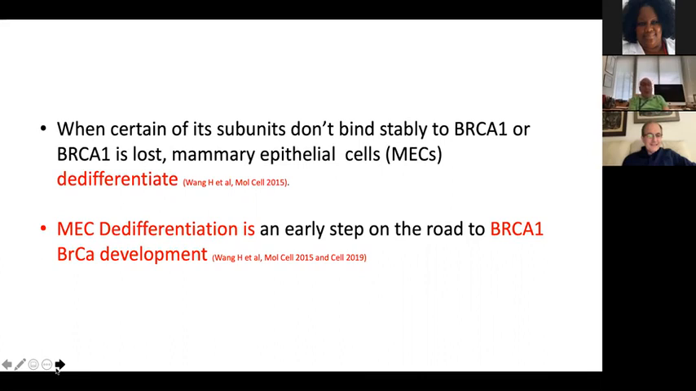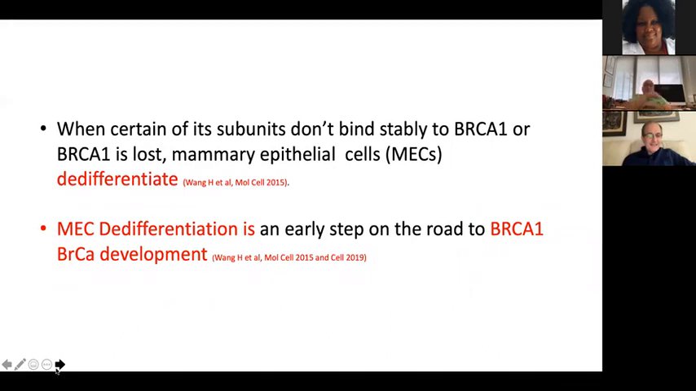Moreover, we now know that in that setting, based on work of Hua Wang, Zhe Li, my beloved colleague at the Brigham and Women's Hospital, and multiple other members of our lab here, mammary epithelial cell dedifferentiation turns out to be an early step on the road to breast cancer development.